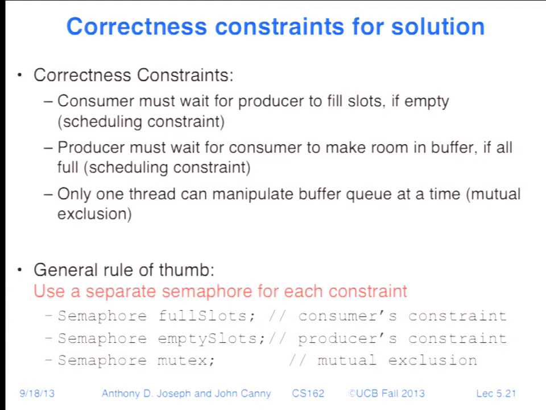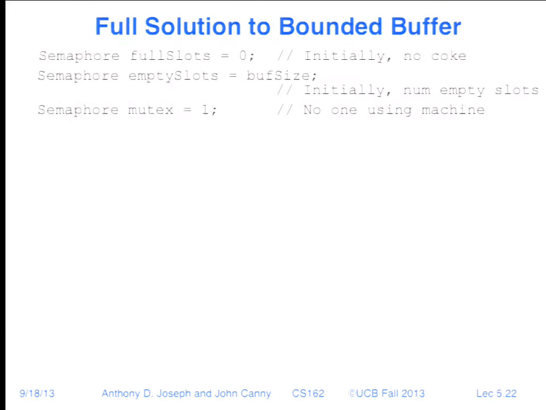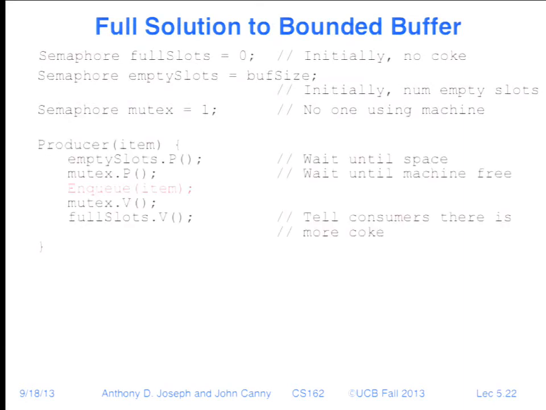So typically, to execute these constraints, we want to use a separate semaphore for each one. That'll keep the code pretty clean. And in fact, typically we'll have a pair of semaphore operations associated with each of these. So we have semaphores full slots and empty slots. Those are actually counting semaphores that count the number of empty or full slots. The semaphore mutex is a binary semaphore that only says whether or not a particular thread has control of the critical section.